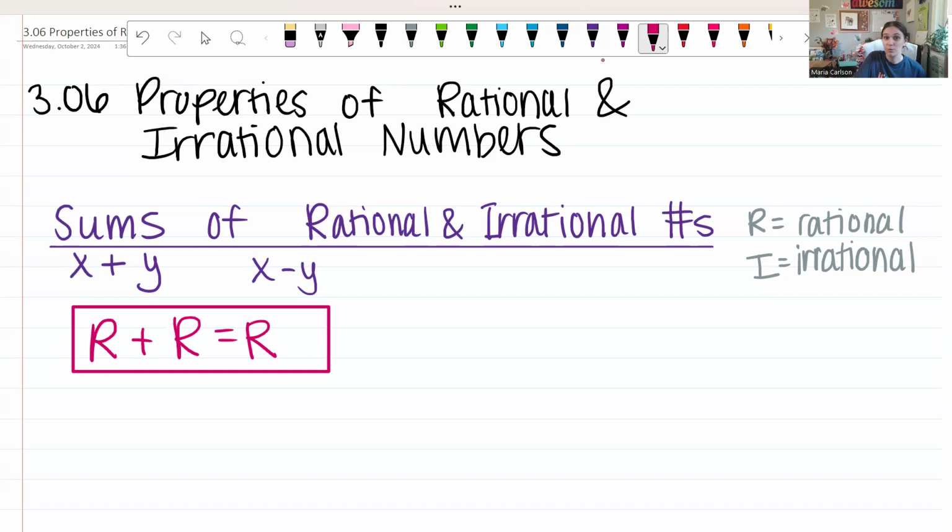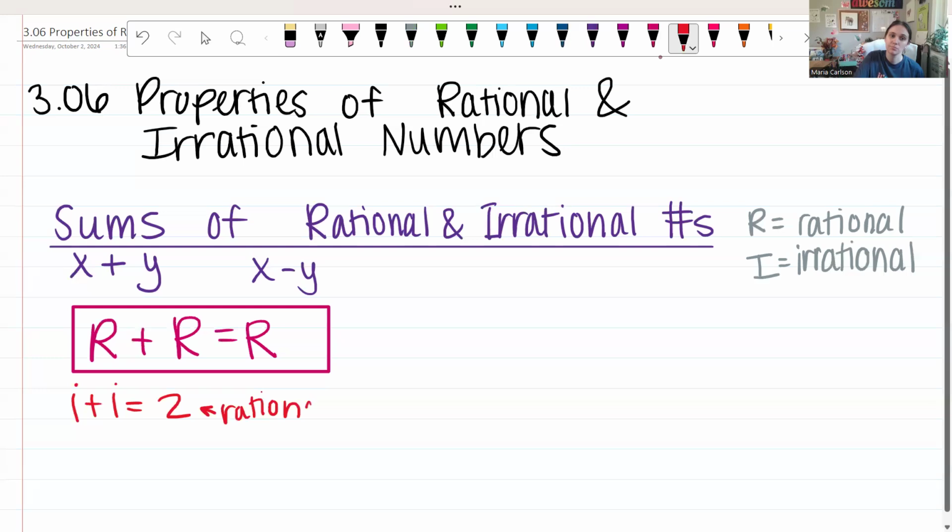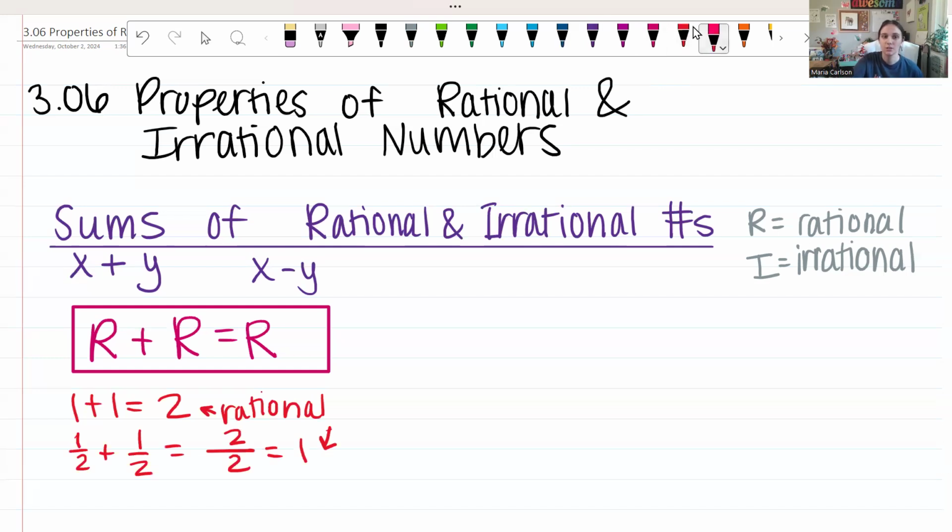So if I have, for example, 1 plus 1 is 2. This is a rational number plus a rational number, which gives me 2, a rational sum. If I have 1/2 plus 1/2, since these have the same denominator, this is the same as 2 over 2 or 1, which is another rational number. So a rational number plus a rational number gives me a rational number.